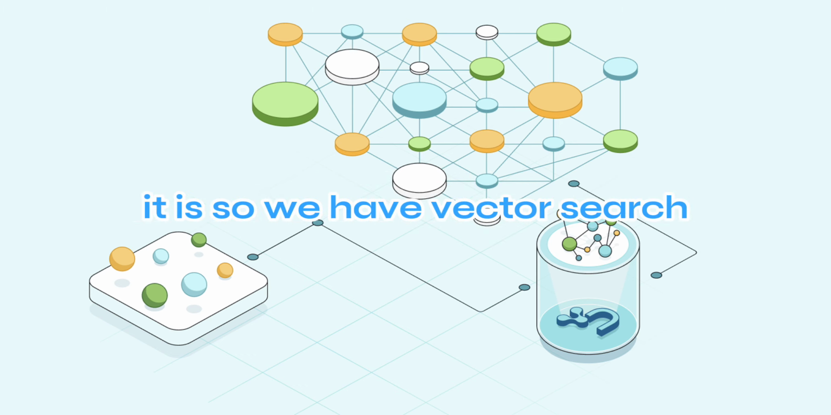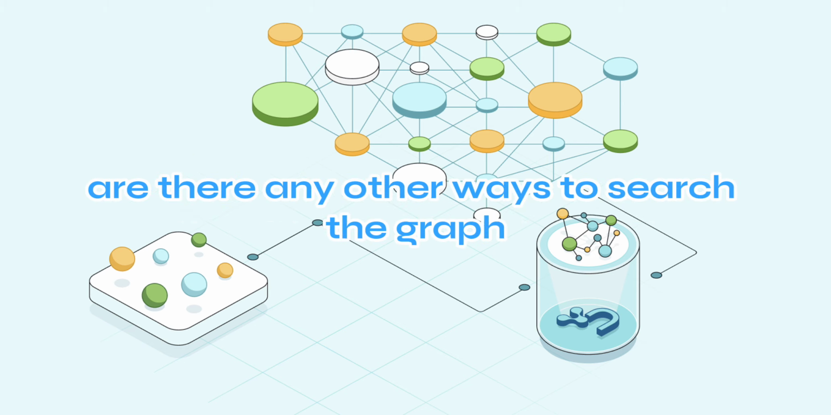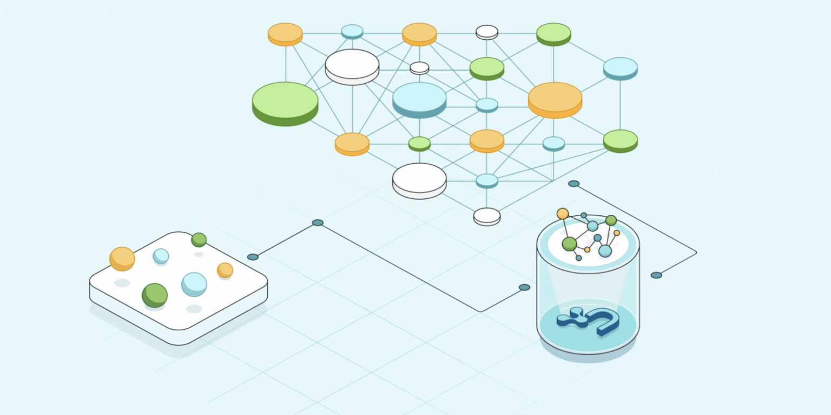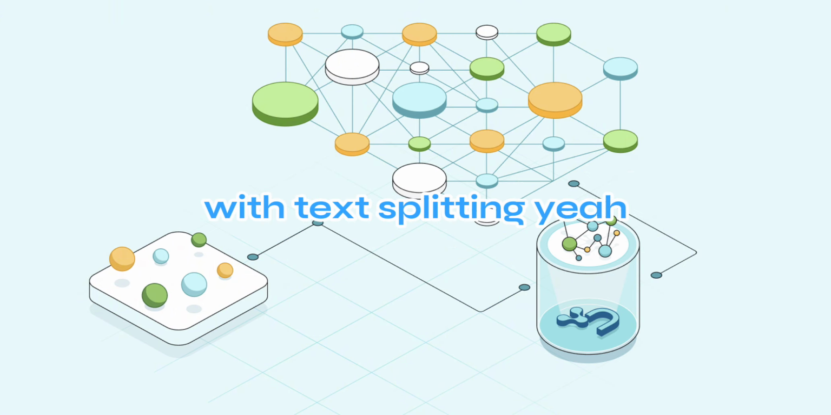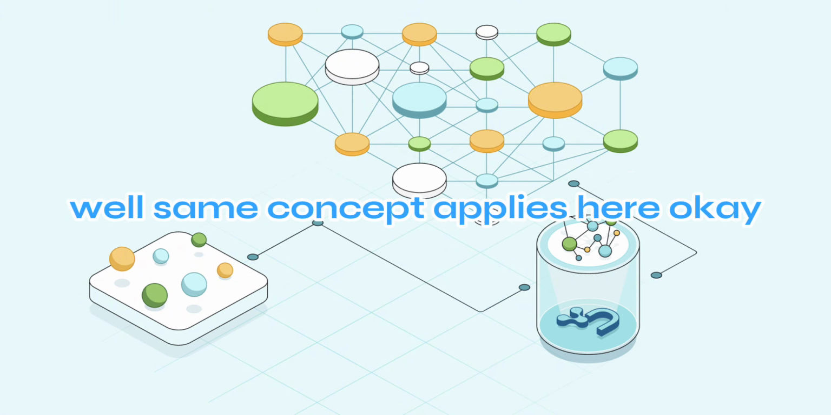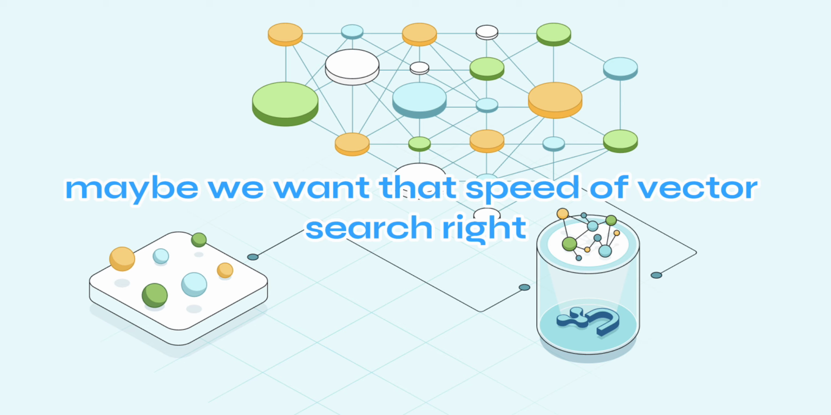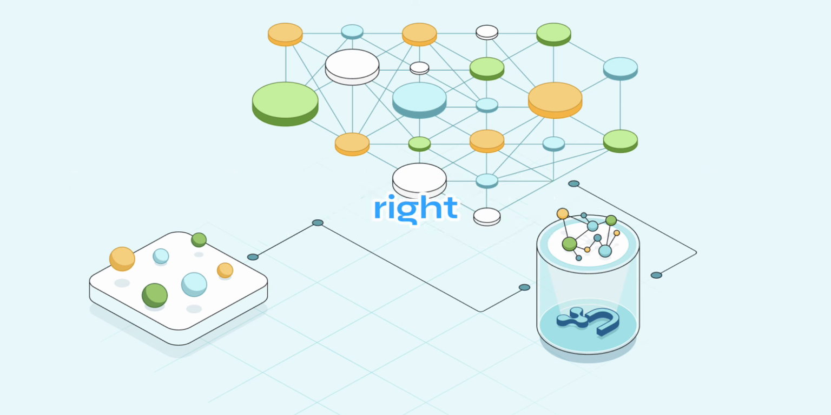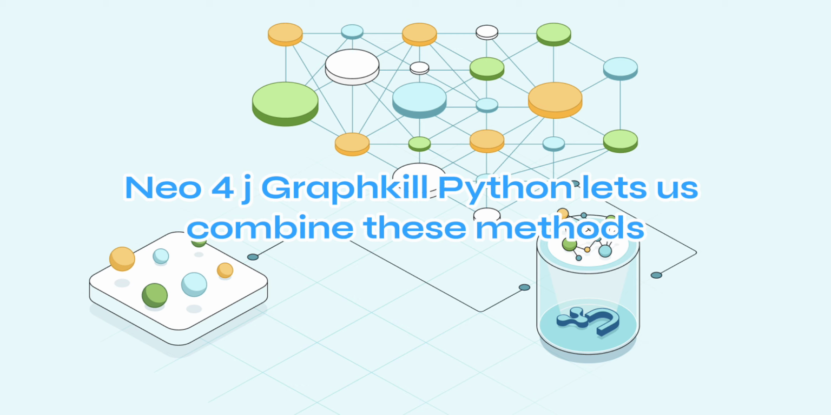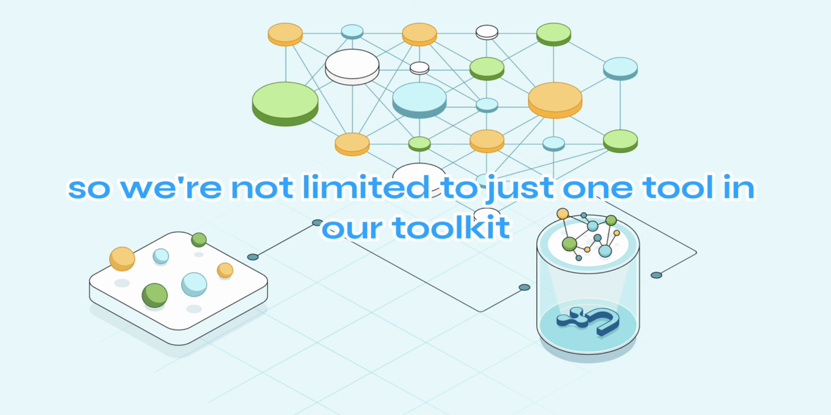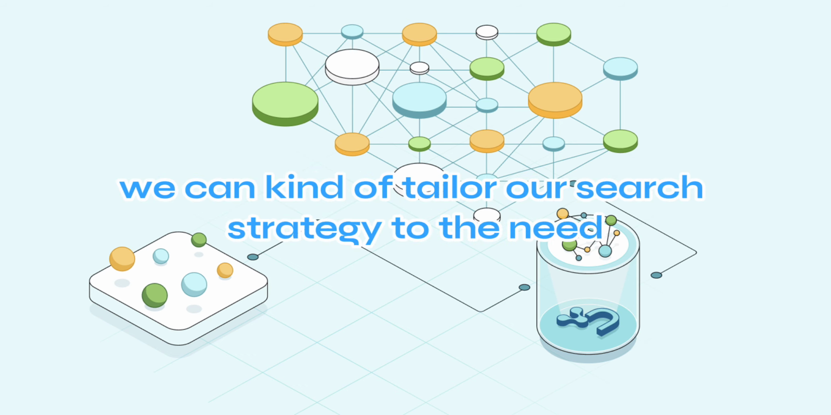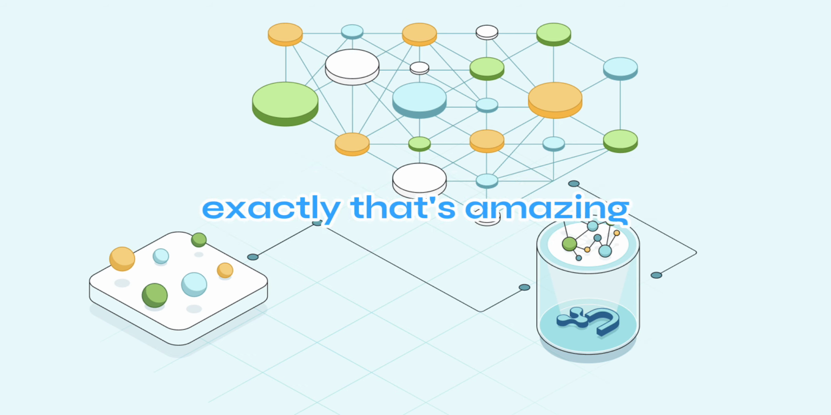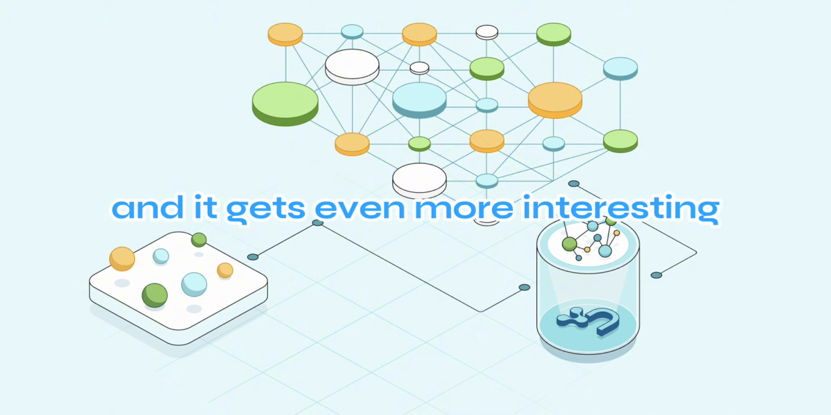So we have vector search, we have this vector Cipher. Are there any other ways to search the graph? We can get even more creative. Remember how we talked about those hybrid approaches with text splitting? Well, the same concept applies here. Maybe we want the speed of vector search, but also the laser focus of a full text search. Neo4j GraphRag lets us combine these methods. So we're not limited to just one tool in our toolkit. You are not. We can tailor our search strategy to the need. Exactly.